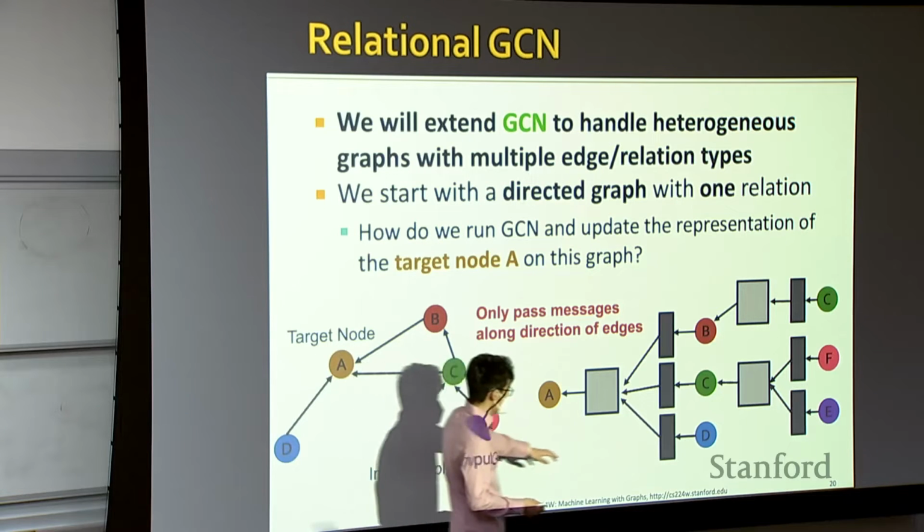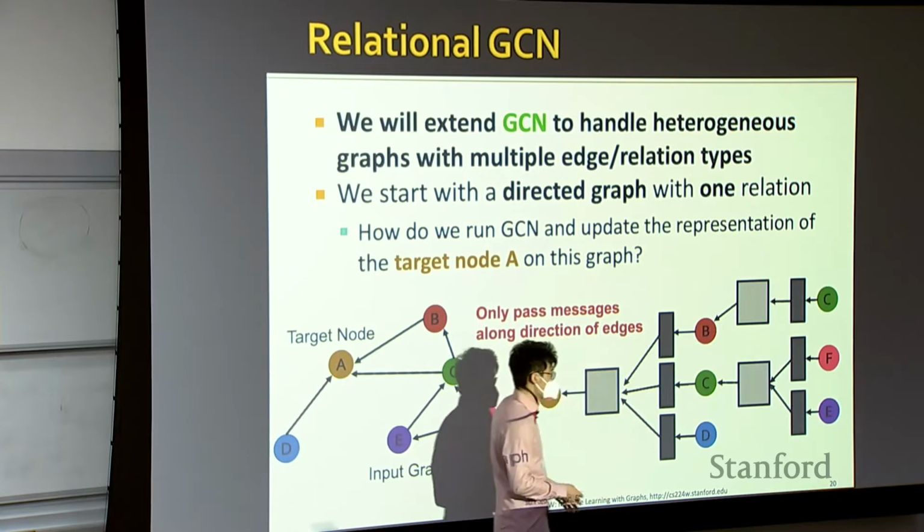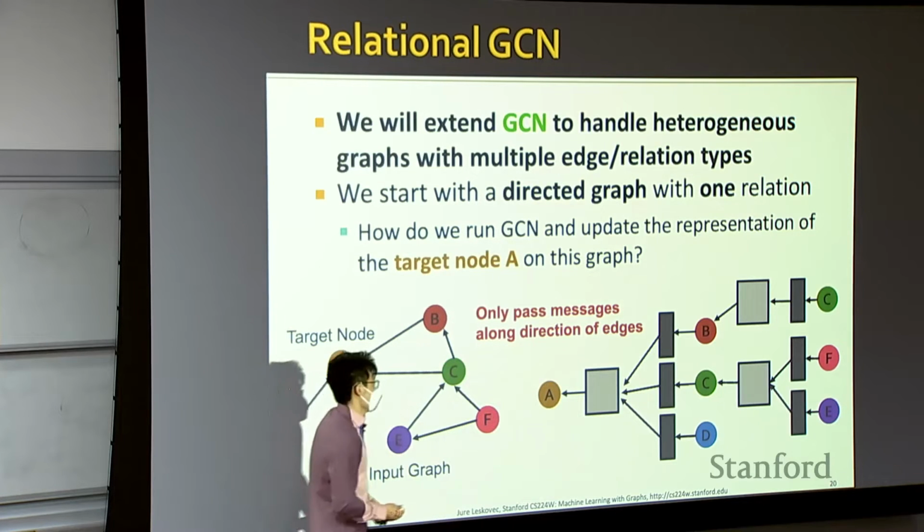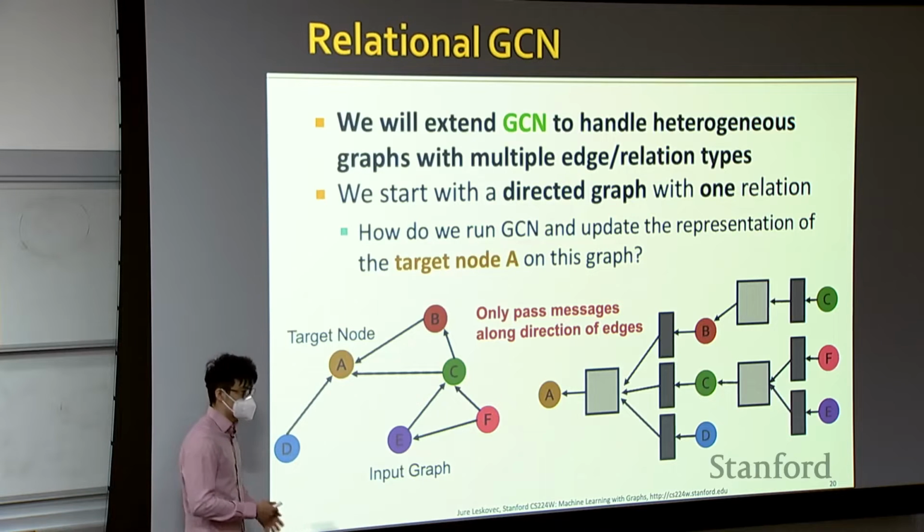So in this case, all the transformations are shared. You can see that they are colored with the same color, which means that we share the operation for all the nodes.